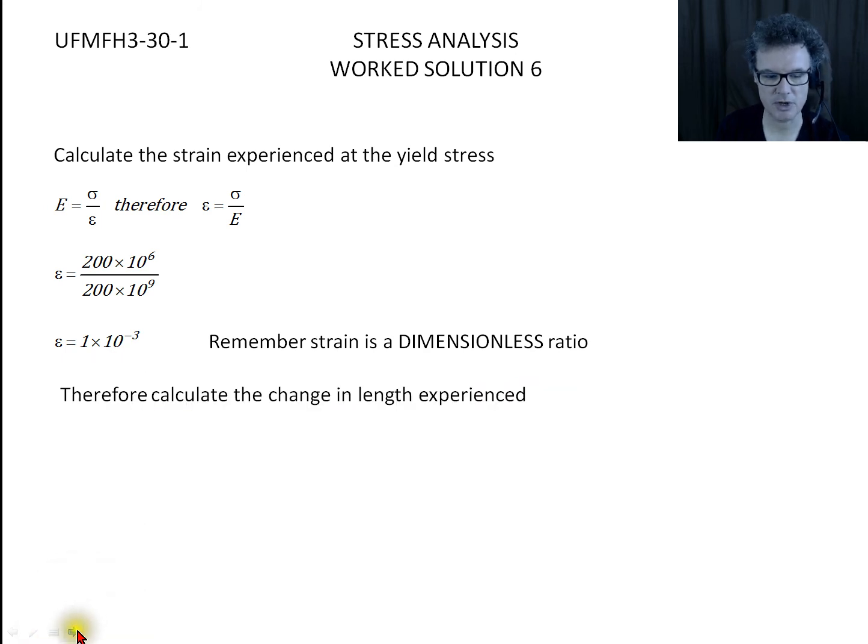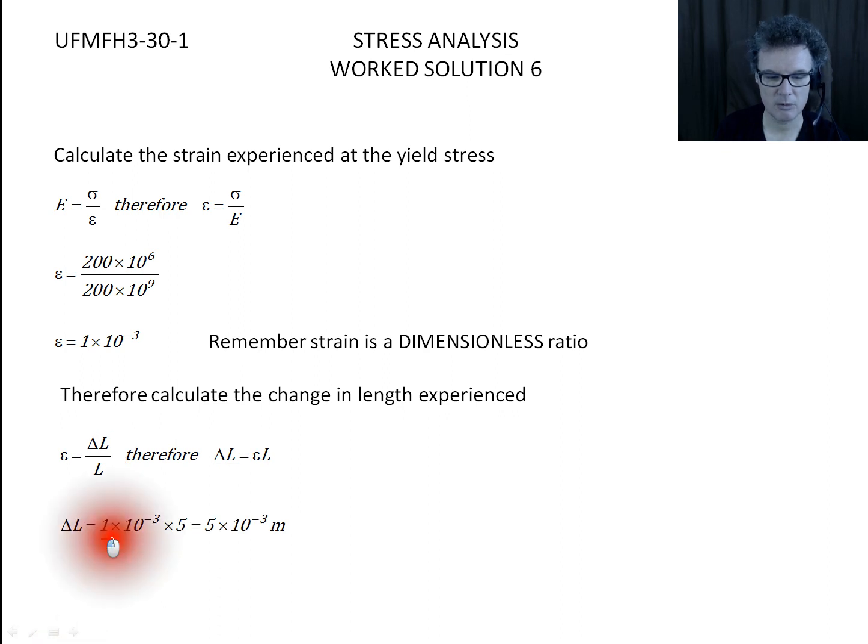So once we've got the strain, we can then go on and work out what the change in length is going to be. So that's simply rearranging the strain formula, elongation divided by the original length. So rearrange this to find the extension. And then we've got microstrain times the length of the bar, and then that will give me the change in length. So normally I would present answers of 10 to the minus 3 in millimeters, and we're going to do that here. So that's our final answer to the work solution 6.